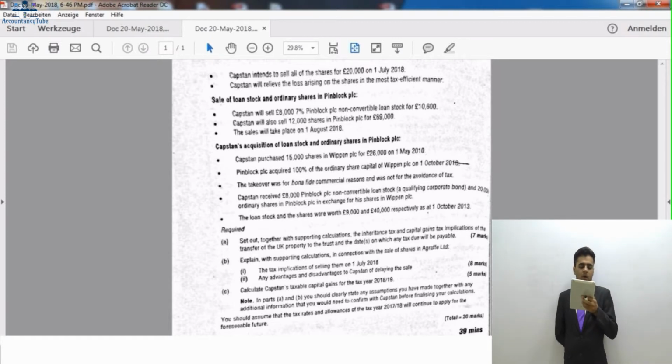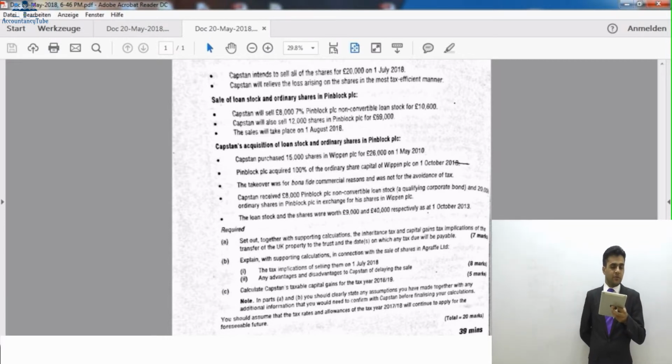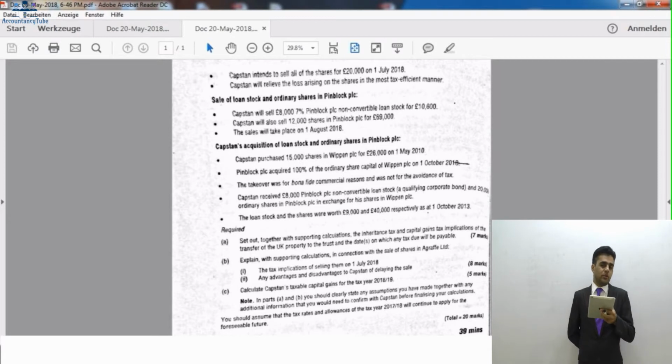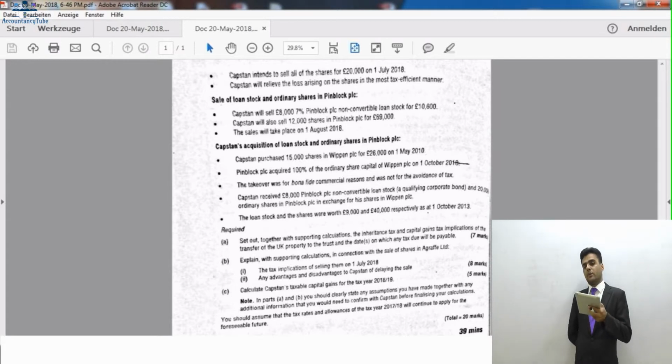Capstan intends to sell all of his shares for £20,000 on 1st of July 2018. When did he buy these shares? He bought these shares on 1st of February 2016. So he did not hold the shares for 3 years. If you hold the shares for 3 years, the EIS relief will not be withdrawn. However, if you sell the shares before 3 years, then the EIS relief will be withdrawn, depending on whether it is a bargain at arm's length or not.